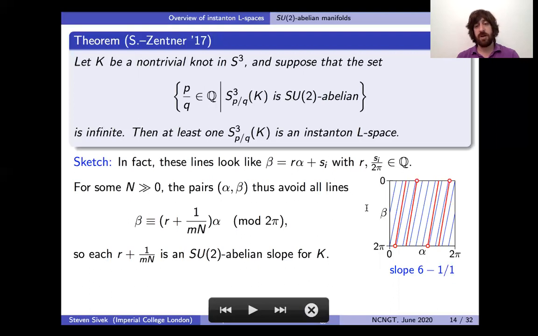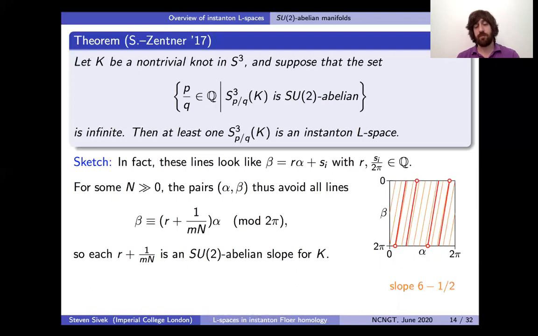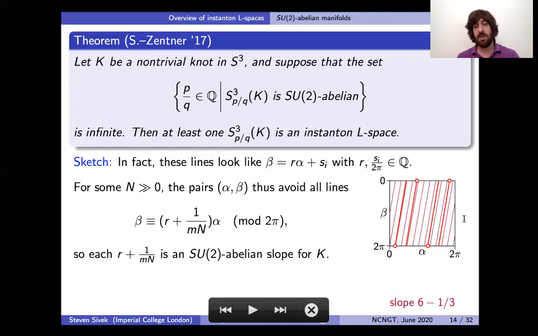Just looking at this picture on the right again, the blue line is what you have to avoid to have an SU2 abelian surgery of slope 5. For that right-handed trefoil, 11/2 surgery is also SU2 abelian. It's also a lens space. And so it misses this curve here in orange. And for slope 17/3, 6 minus a third, again, that's a lens space. And so it misses these lines of slope 17/3.